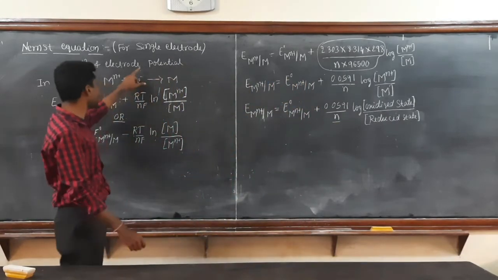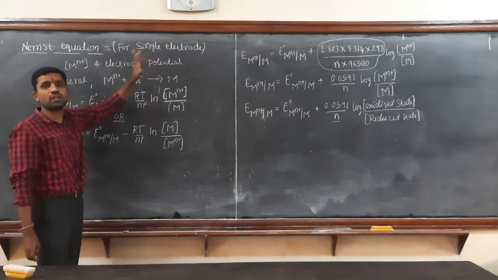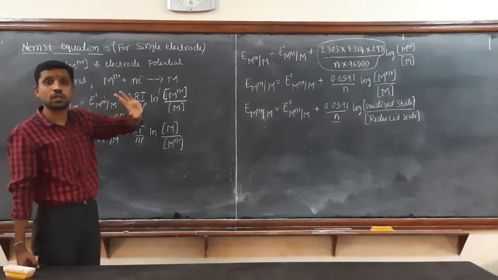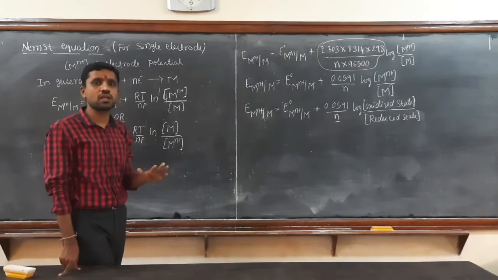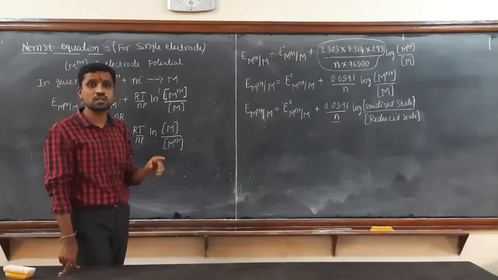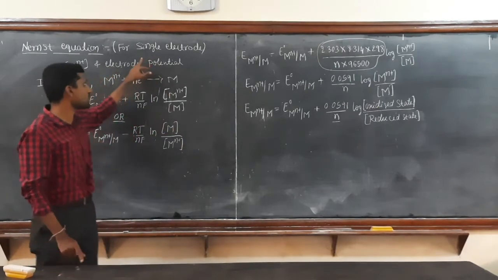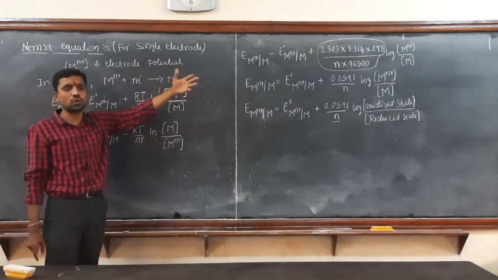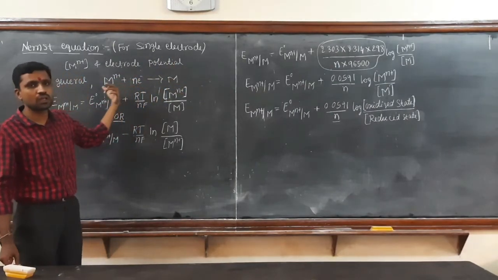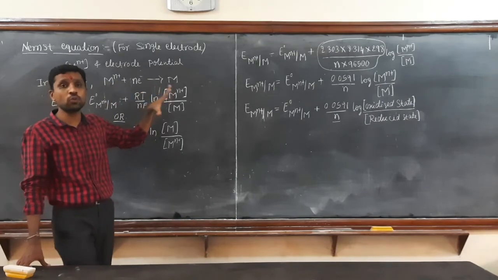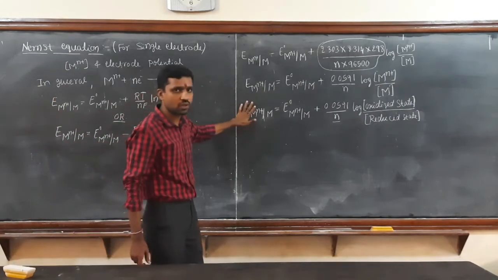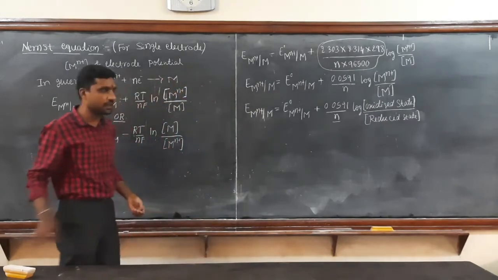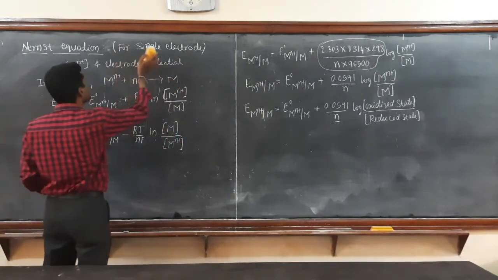So for a single electrode, one of the electrodes is the standard hydrogen electrode. You already know that the electrode potential of the standard hydrogen electrode is considered as 0. So in this case, one of the factors is 0. The other factor, the electrode potential of the other electrode, can be determined by using this equation. So this is about a single electrode. Next time we will go further for two electrodes.